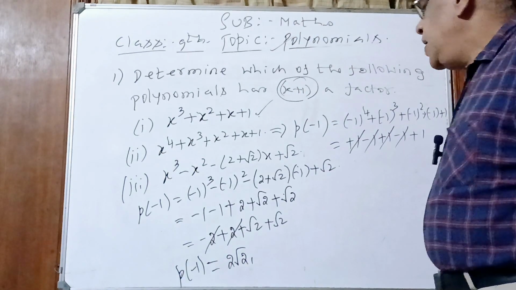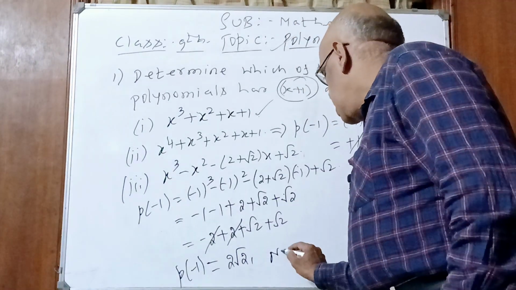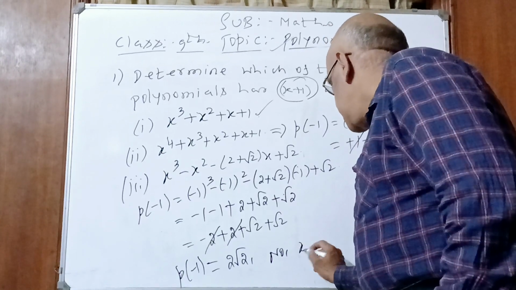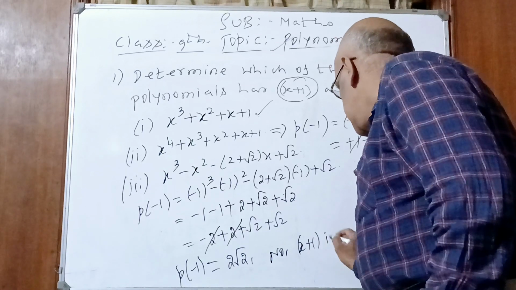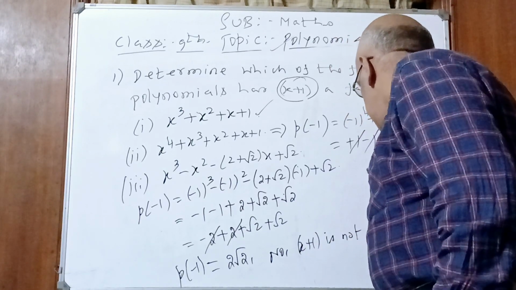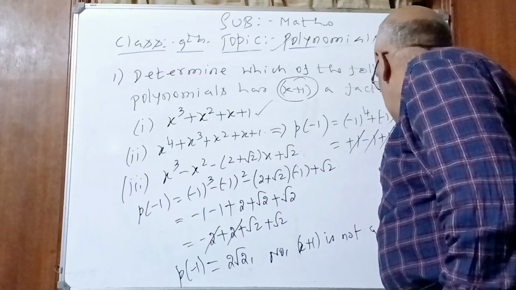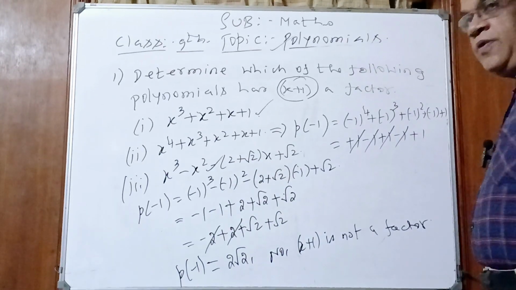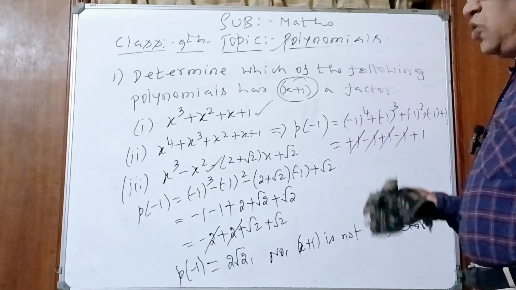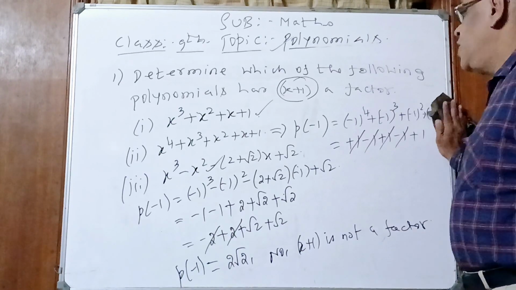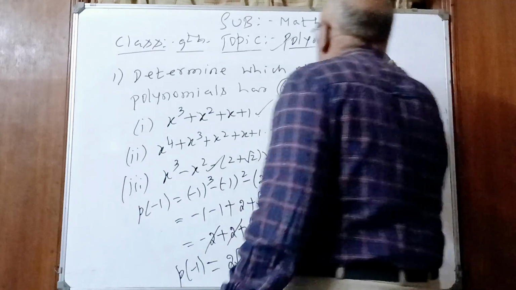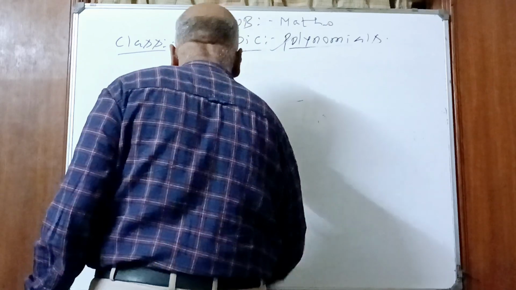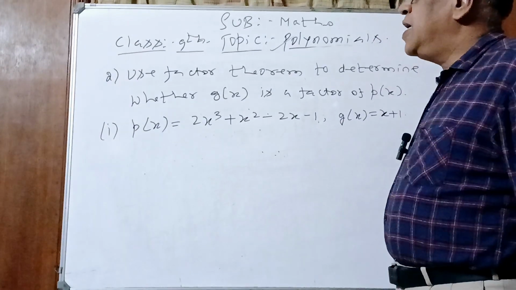So what will you write? P of minus 1 is not 0, so x plus 1 is not a factor of this polynomial. Understood? Easy, children? This is a 2 mark question, from your final exam point of view I am talking. We will go to the next question. See, children, next question.